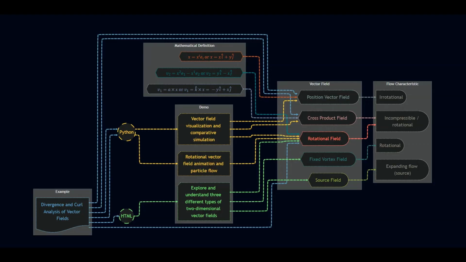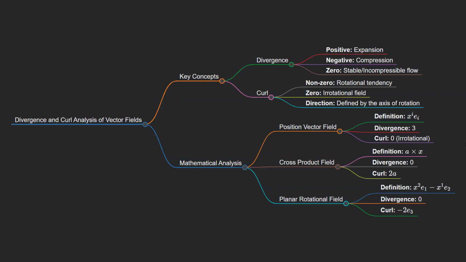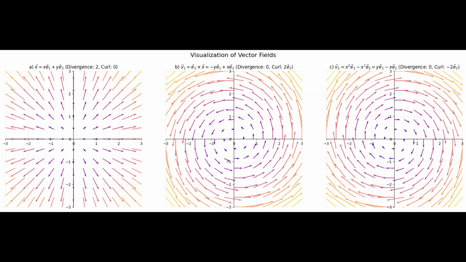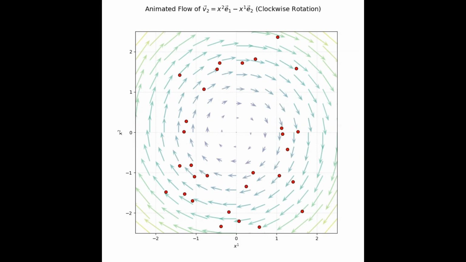Modern simulations often include boundary handling, where particles that drift too far away are teleported back to the center to maintain a continuous visual flow. This allows observers to watch the real-time current of a field, making it easy to distinguish between an expanding source and a swirling vortex.